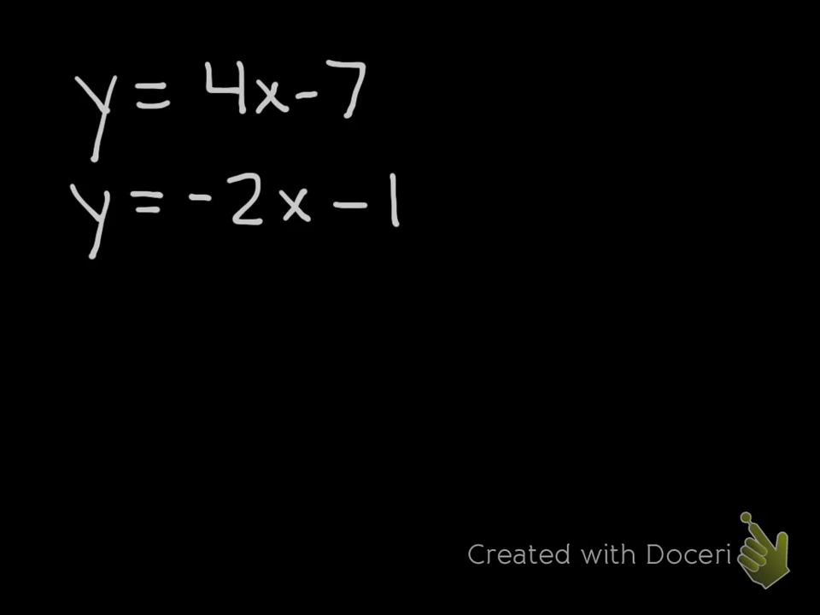So here's our first example. We have y equals 4x minus 7 and y equals negative 2x minus 1. Notice that both equations are in slope-intercept form. So if we wanted to, we could very easily graph both of these equations and find out where they meet. But we're going to look at algebraic methods here as well.